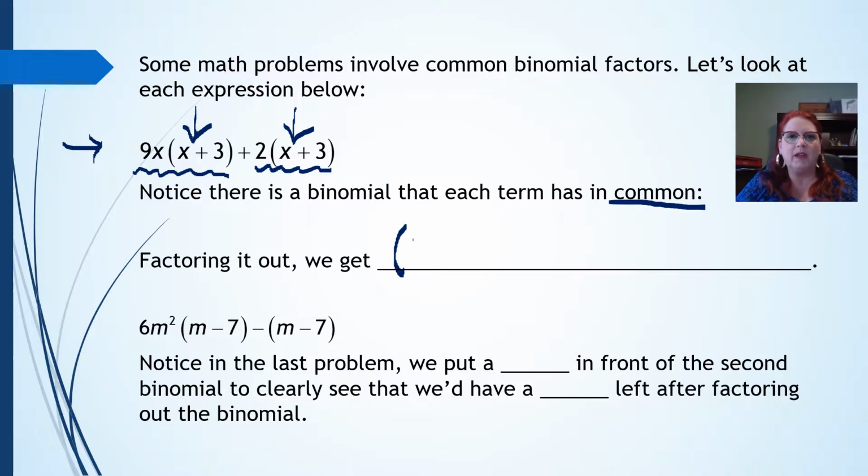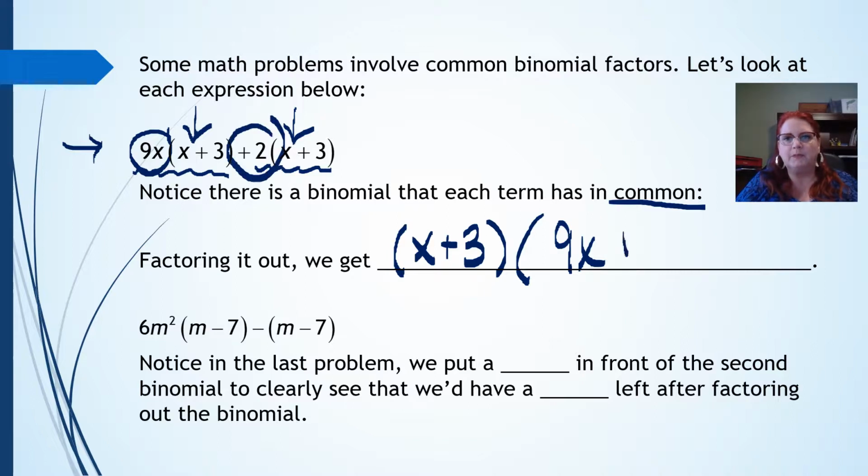So we're going to have x plus 3 as our common factor, and that x plus 3 is being multiplied to the 9x, and is being multiplied to this positive 2. So all we did was the greatest common factor, only this time our greatest common factor was a binomial.